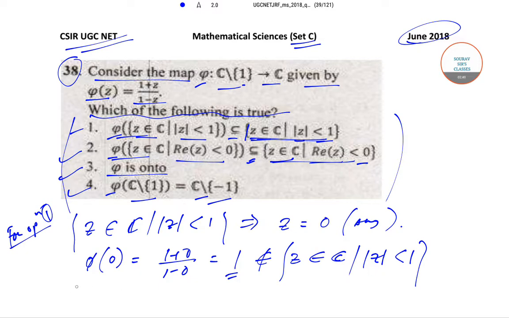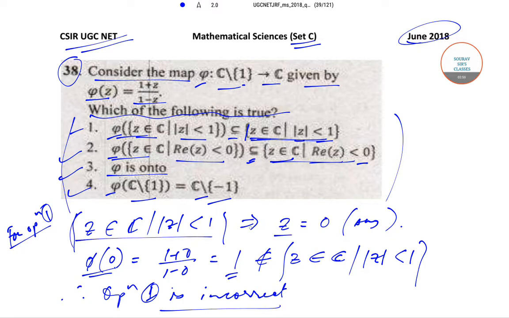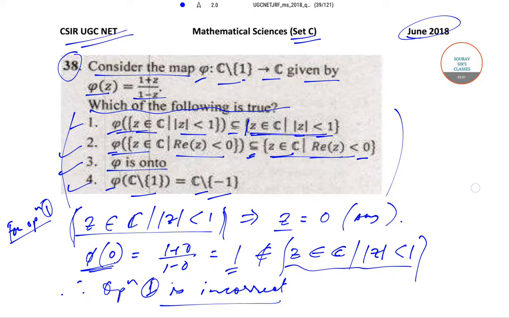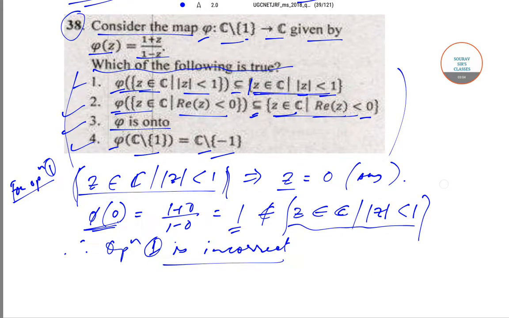So therefore we can say that option 1 is incorrect. The value which you're getting after putting a value of z from this very set does not fall in the very set from which the value of z has been taken, so option 1 is incorrect. A similar thing we'll try to do for option 2.